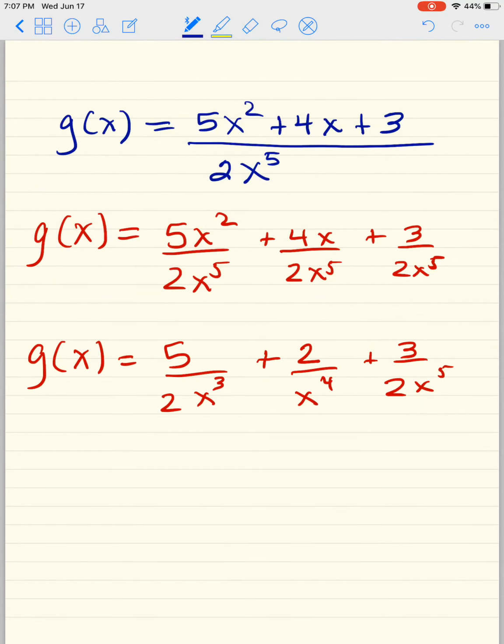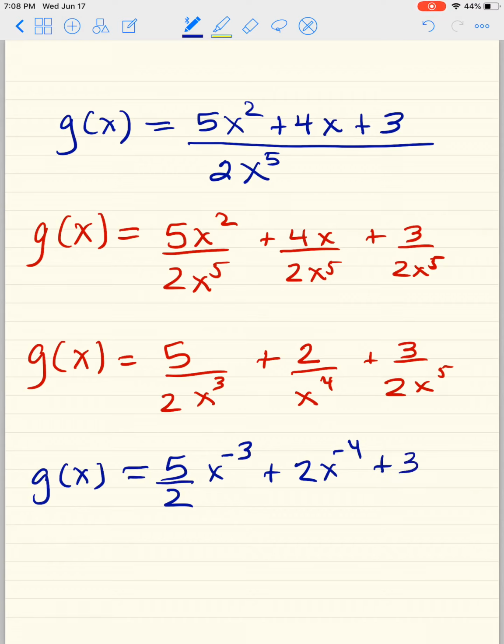Okay, so I'm still rewriting it. Notice how I never put g prime of x yet. So g prime of x, not yet. 5 halves, leave the 2 in the denominator. 5 halves, x to the negative 3. Leave, well, there's nothing there. X to the negative 4. Leave the 3 halves, x to the negative 5th.